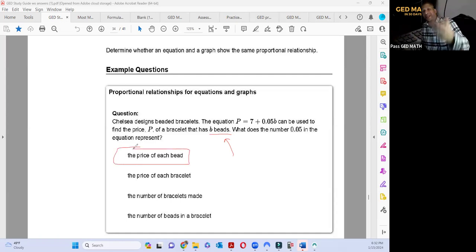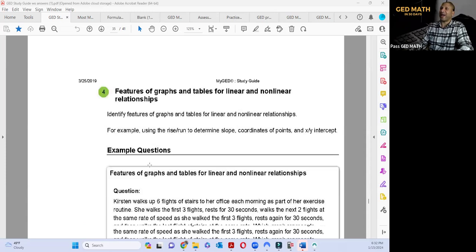But most people think because it's a word problem, oh my God, I don't know. What does B stand for? B bracelet. I don't know. They're telling you B stands for beads. And if it's being multiplied, the number of beads that you have is being multiplied by some number, and P stands for price, the total price of the bracelet. That means that's the price of each bead, 5 cents. Easy money.